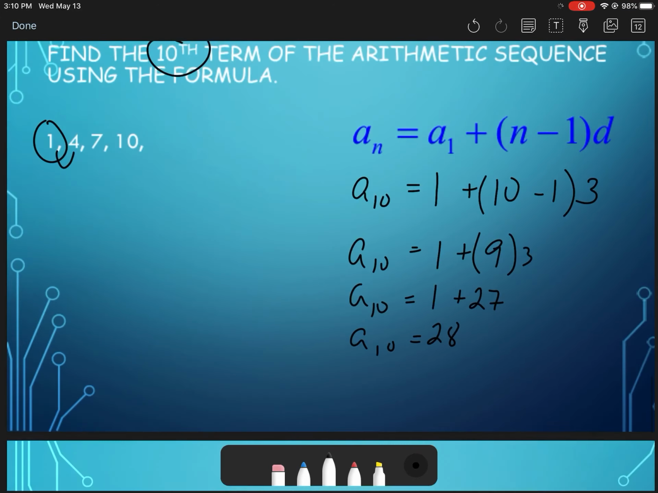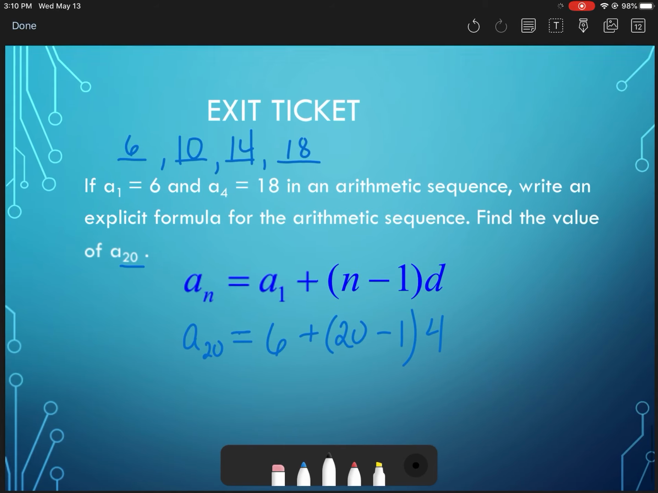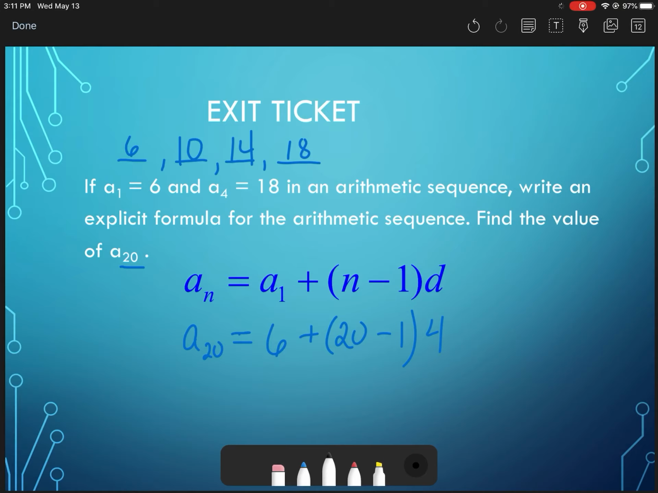Okay. Last one we have here is the exit ticket. Sorry guys. So I just started it off briefly for you here. They're telling us that a sub 1 is equal to 6, a sub 4 is equal to 18. So they gave us 6 and they gave us the 4th term, which is 18. Write an explicit formula for the arithmetic sequence. Find the value of a sub 20.